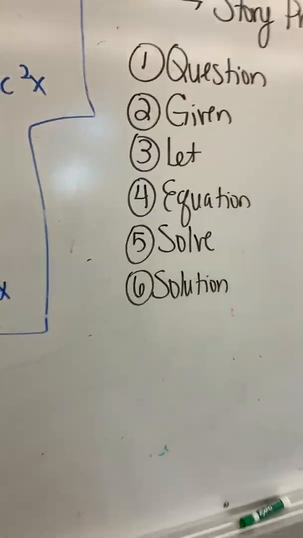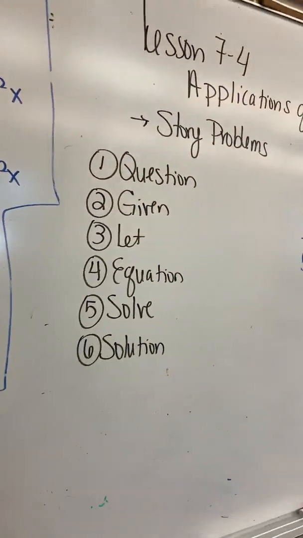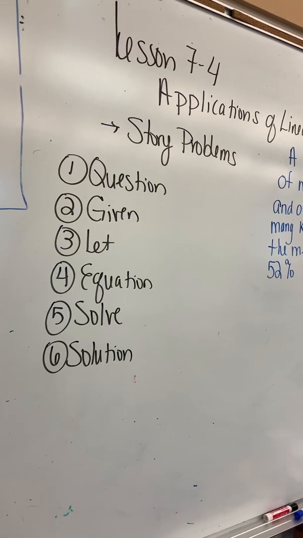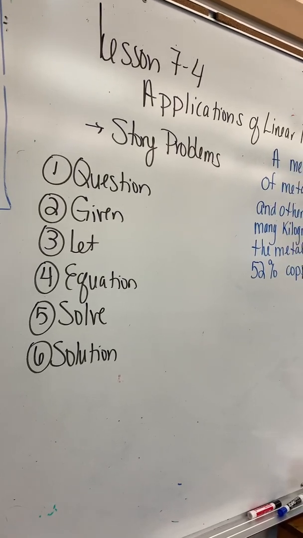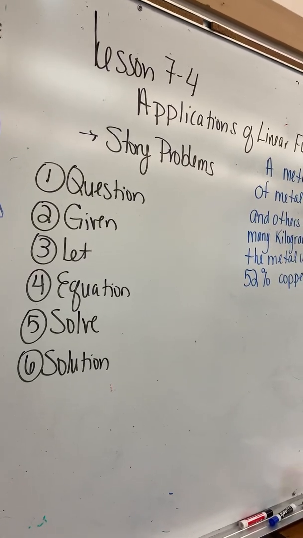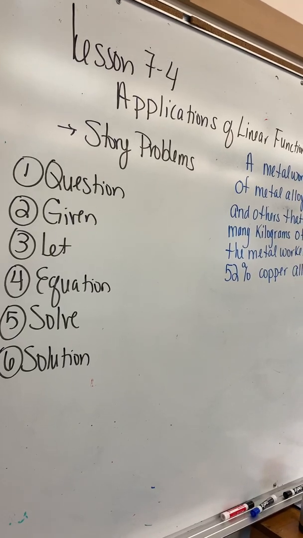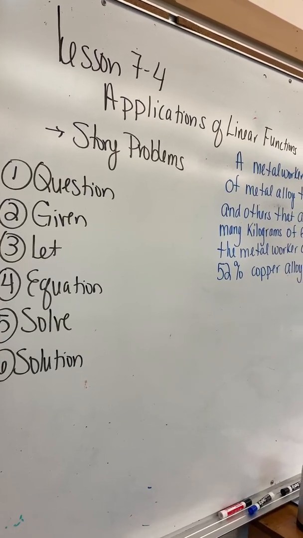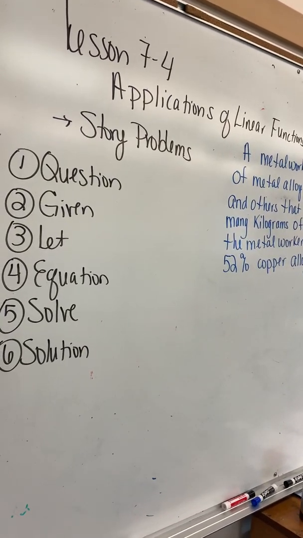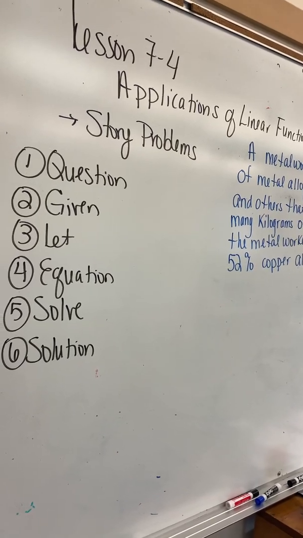For story problems, you need to, 1, write out the question. That's your first step. There's a point right there. 2, write down the given information, the important information in that problem. There's a point. So how easy is that? There's 2 points, 2 easy points.